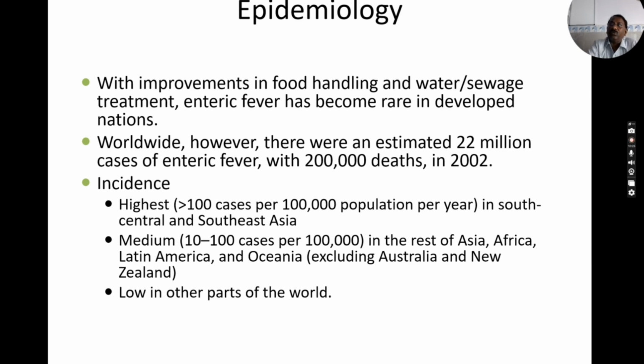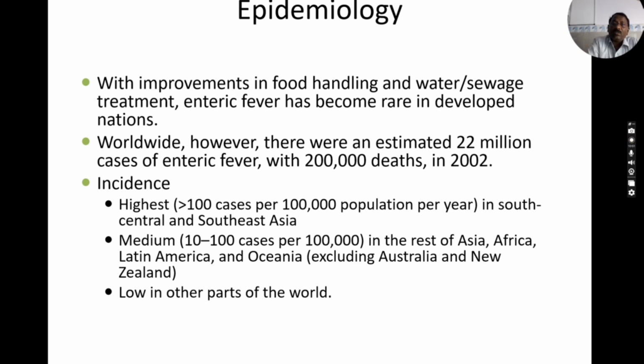With improvements in food handling, water, and sewage treatment, enteric fever has become rare in developed nations, but not in the Indian population because of very bad food handling and no protected water. Sewage systems are also not good, and drainage systems are not good in India. So these are still very, very important reasons for enteric fever in our population.